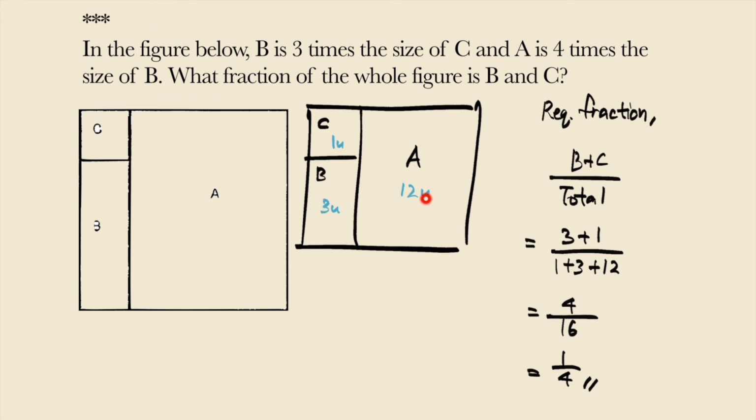That's 12 units. Okay, what fraction of, as in, this is the denominator, the whole figure. Well, what's the whole figure? That's 1U, 3U, 12U, isn't it? Is B and C. Well, what's B and C? That's 1 plus 3, isn't it? So that's 4 over 16. And if you simplify that, that is a quarter.